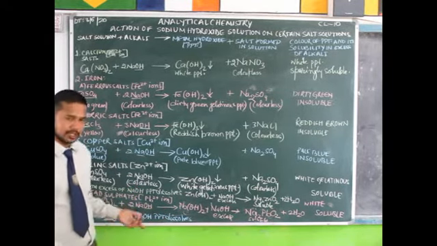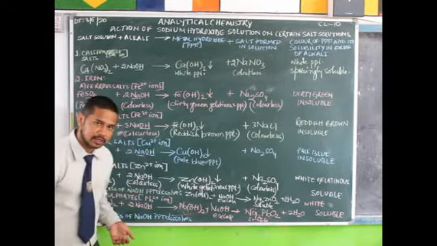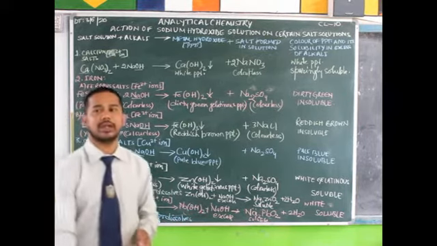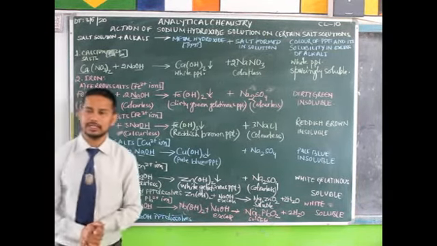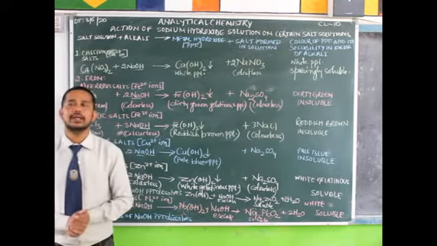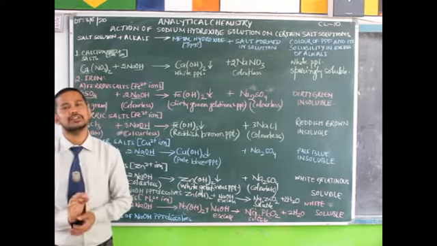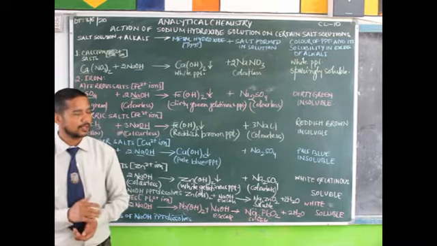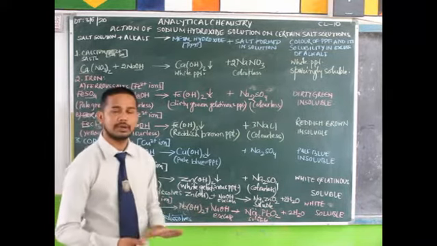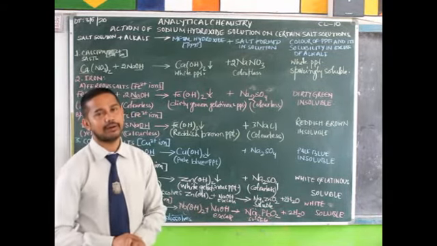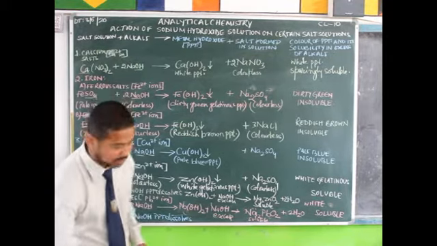If you get a white PPT, then it is lead hydroxide, which on further addition of sodium hydroxide completely remains soluble. That means you cannot see the PPT further, because what is formed? Sodium plumbite is formed, which is soluble in water.